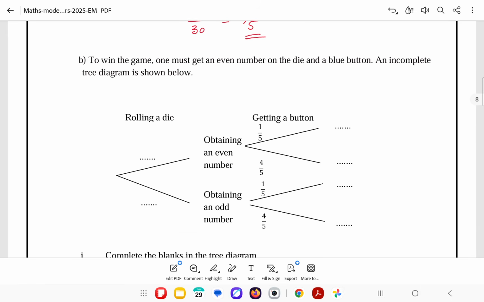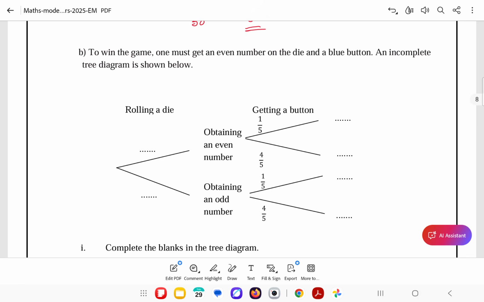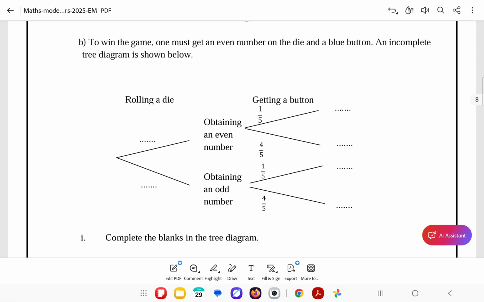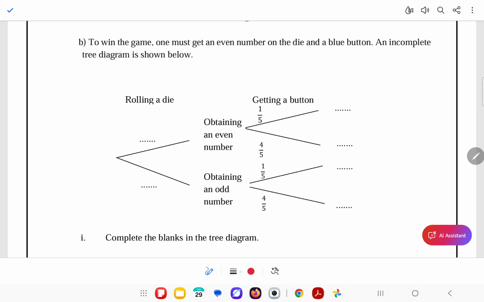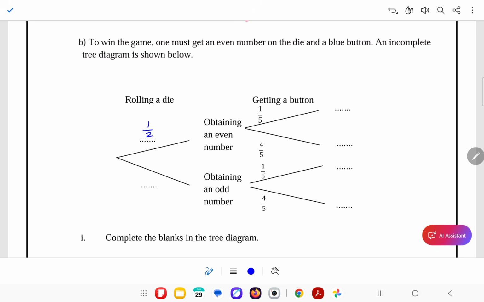Right. So then to win a game, one must get an even number on the die and a blue button. An incomplete tree diagram is given. Right. Rolling a die and obtaining an even number. So what's that probability? Half, no? You get 2, 4, 6 and 3 odd numbers, sorry, 1, 3, 5. So this is also half.